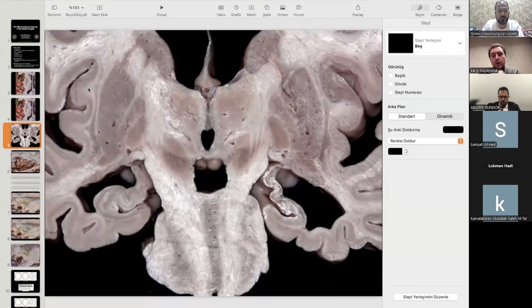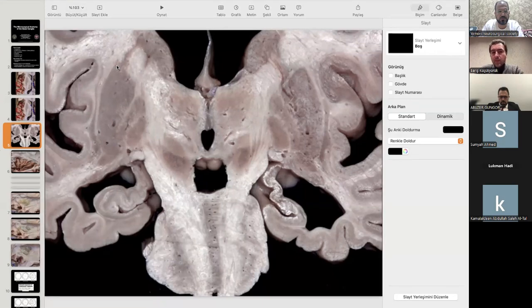Let me go a little bit into detail. So again, let's first speak about the central core. This is the insular cortex. This gray island here is the claustrum. Lateral to it, there is the extreme capsule, and medial to it, there is the external capsule.